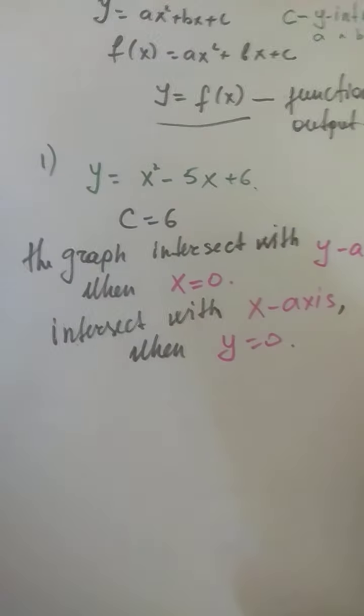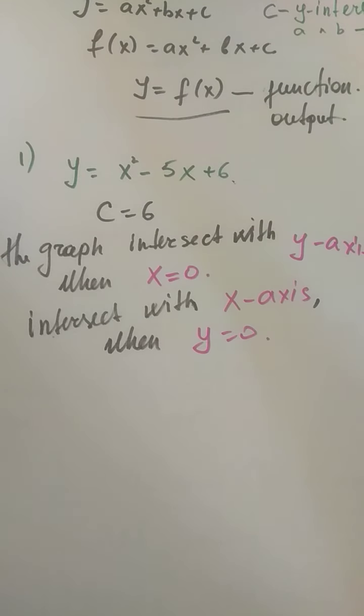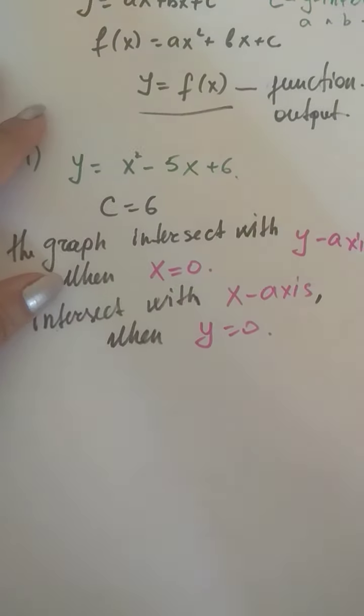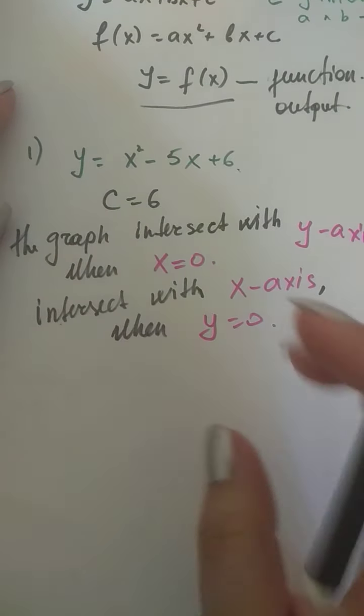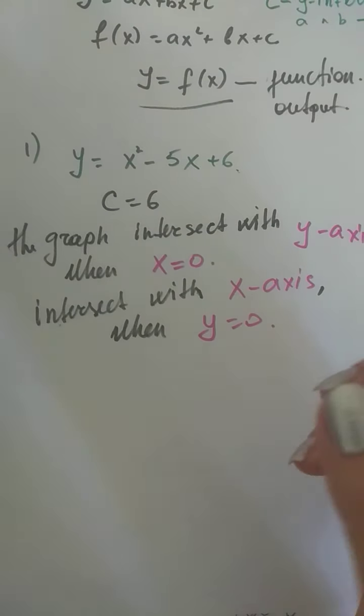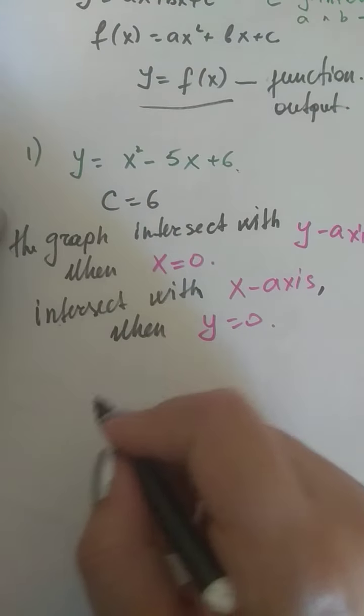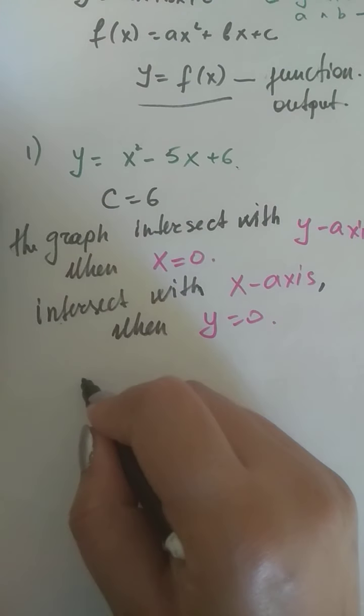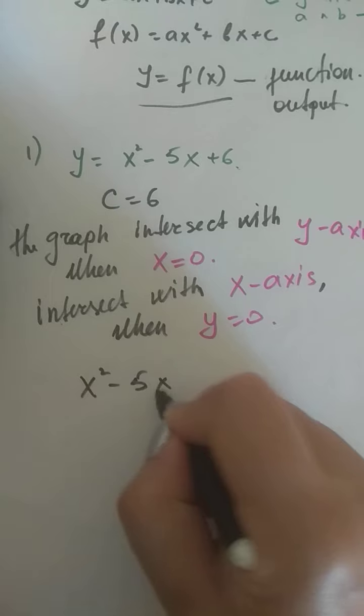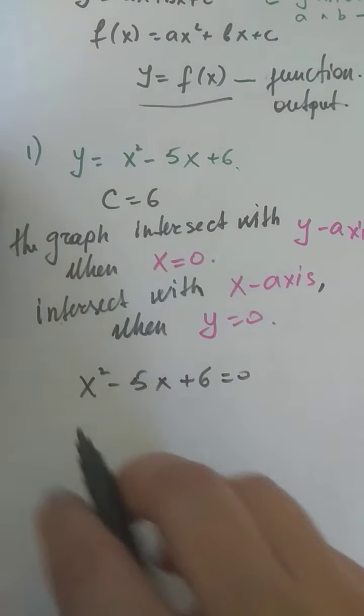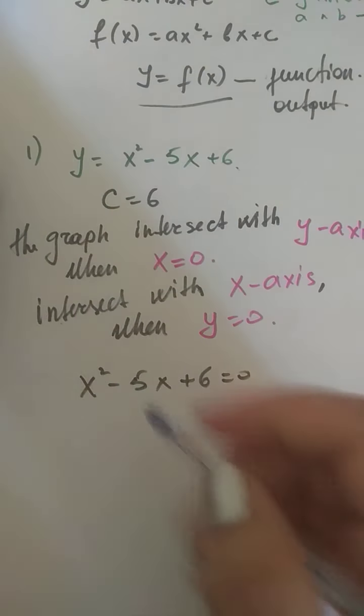Okay, but for drawing a graph, if they give you any interval for x, you should take only the points from that interval. But if they didn't give you any interval and they ask you to draw a graph, you should find the roots, because you have the y-intercept, and then you need to know where the graph intersects the x-axis. So let me write, I should find the roots. x squared minus 5x plus 6 is equal to 0. I should write it as an equation.